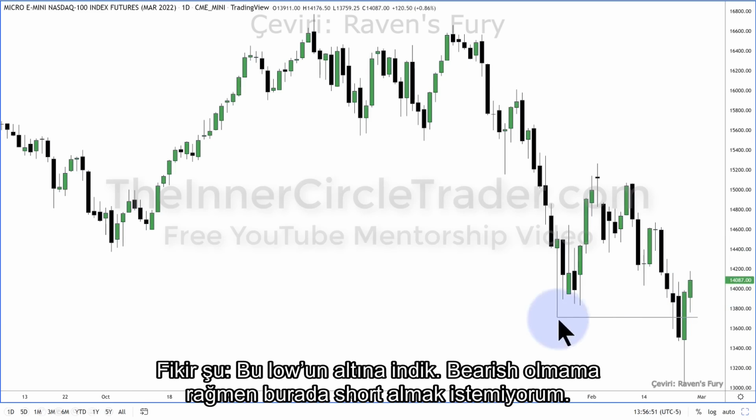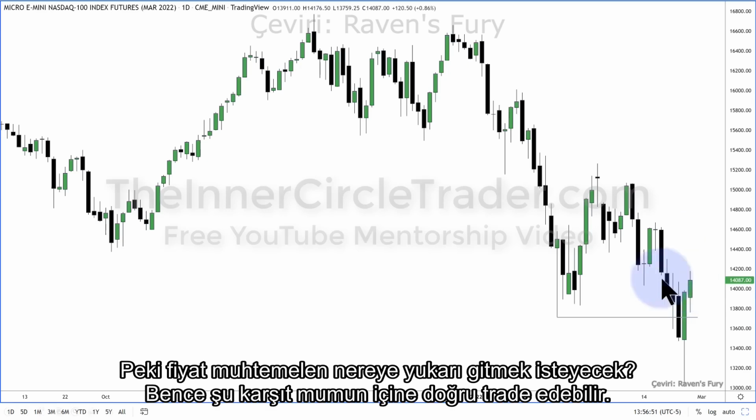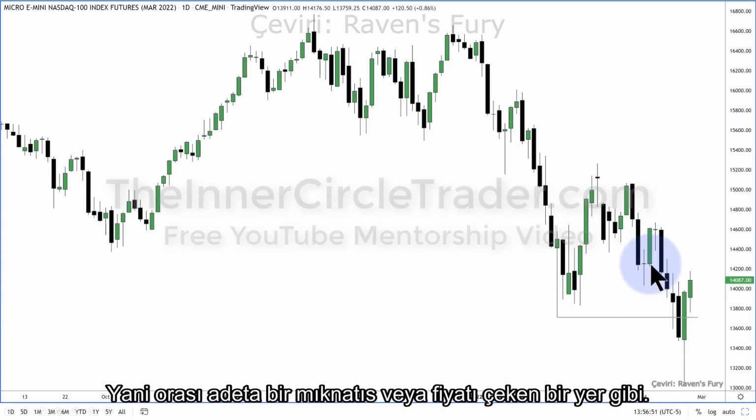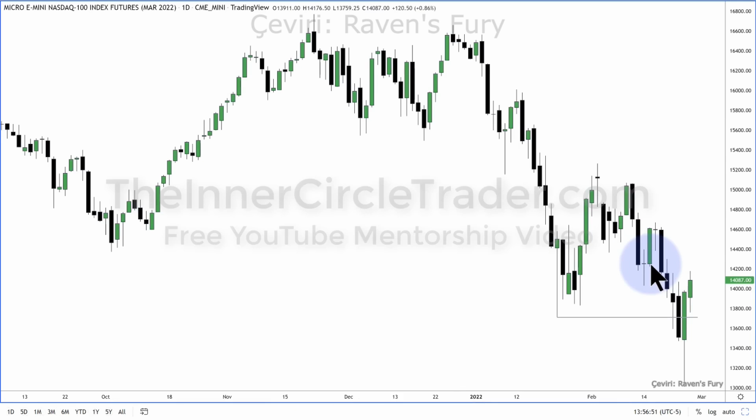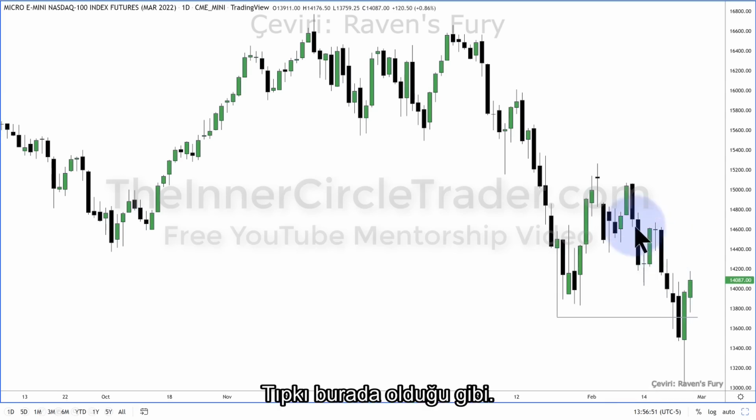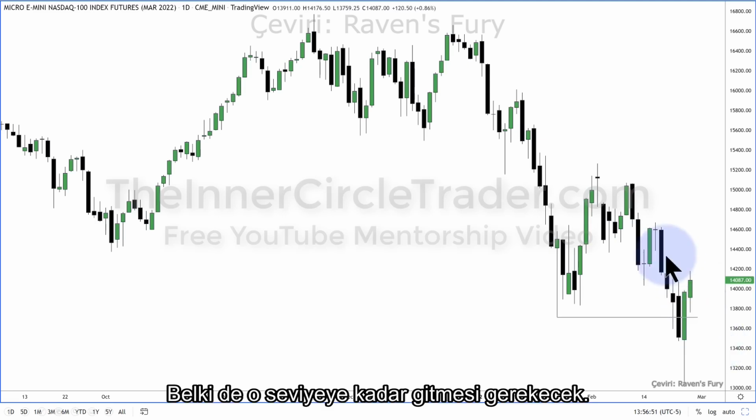So the idea is, we went below this low. I don't want to sell it short, even though I'm bearish. So what's it likely to reach up into? Well, I'm thinking it could potentially trade up into this up close candle here, into the low or the open of that candle. So that's kind of like the magnet or the draw on liquidity. It also could reach up into this little area right here because there's a fair value gap there. Just like we had it here and filled in, it can go right up there, and then still resume going lower. It might need to go up into that.